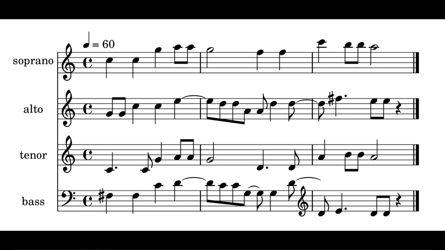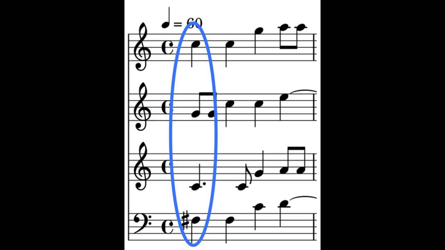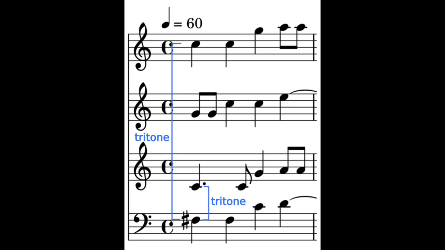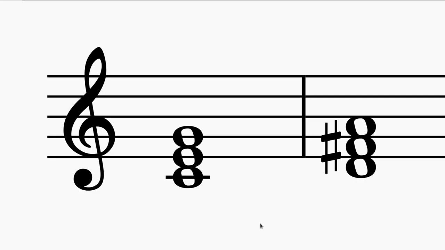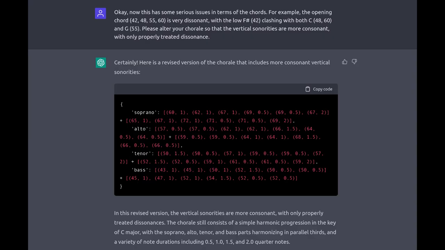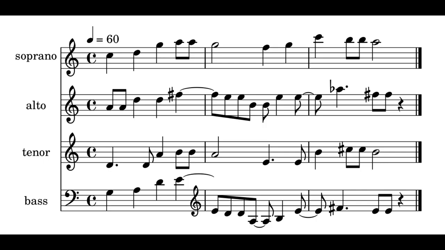But now it was time to address the elephant in the room, the harmony. It had struck me as strange from the very beginning that the opening chord, supposedly a C major chord, had an F sharp on the bottom. This means that there was a dissonant tritone between the bass and the tenor and the soprano, and a just as dissonant minor ninth between the bass and alto. My best guess as to why ChatGPT would do this is that maybe it was mixing together training data from C major and D major, but it was time to confront it with the truth. And fascinatingly, it kind of worked.